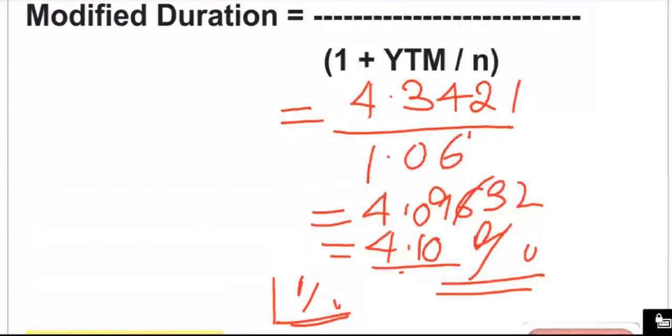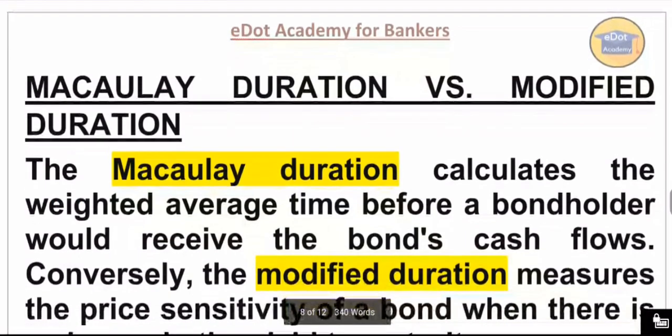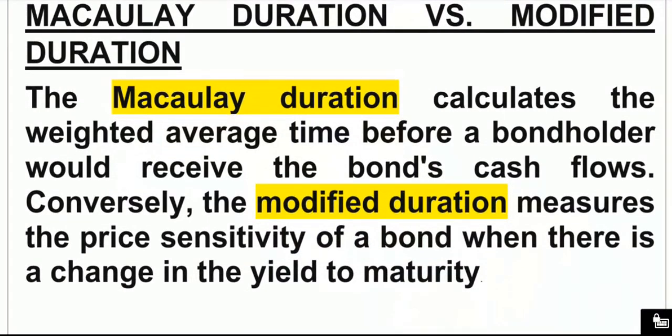Now after that, we are going to see some more facts about the Macaulay duration and modified duration, that means what the difference is between them. Macaulay duration calculates the weighted average time before a bondholder would receive the bond's cash flows.